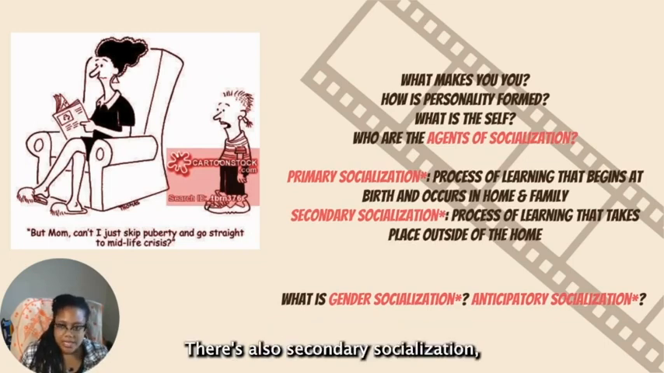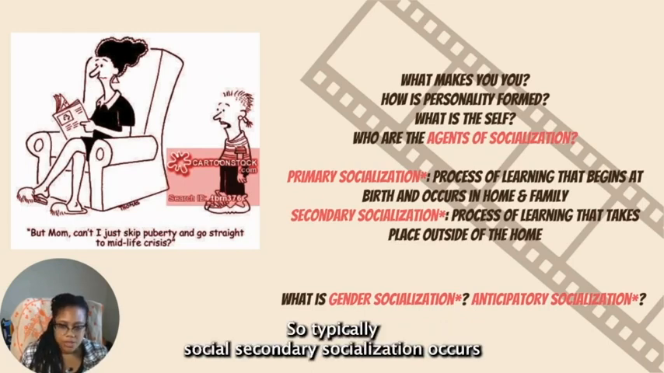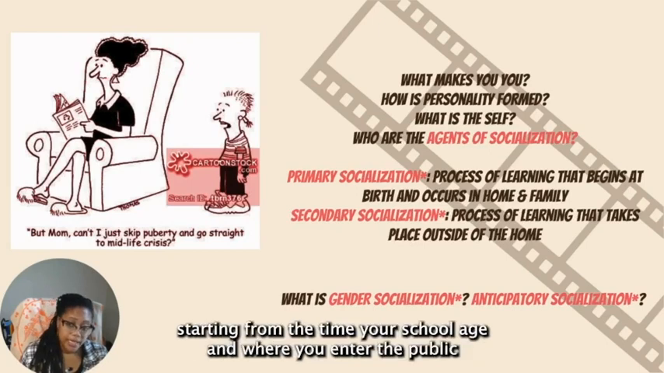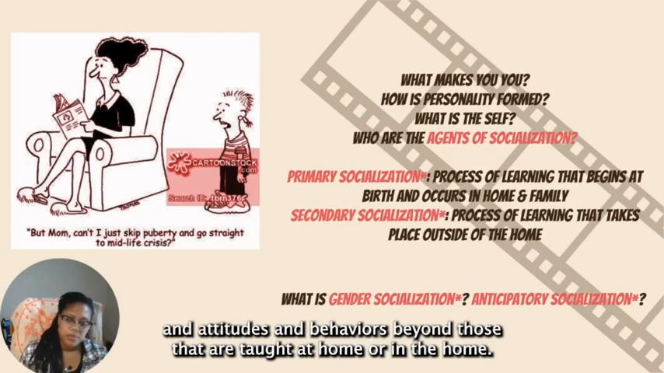And often in many societies, there's a difference in treatment based on that as well. There's also secondary socialization, which is the learning that takes place outside of the home. So typically, secondary socialization occurs starting from the time you're school age and where you enter the public and start to develop some understandings of beliefs and attitudes and behaviors beyond those that are taught at home.